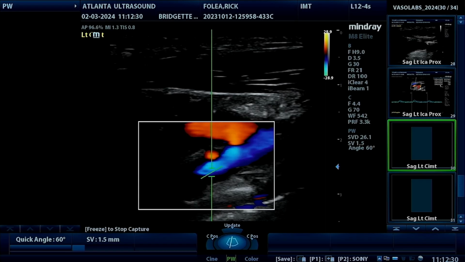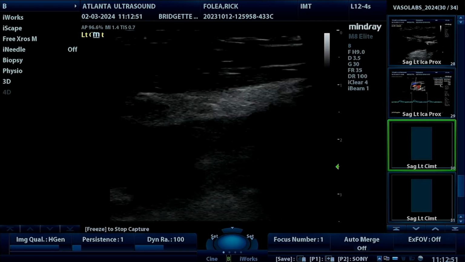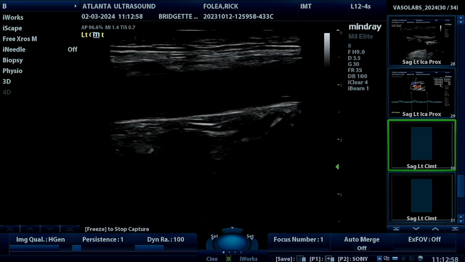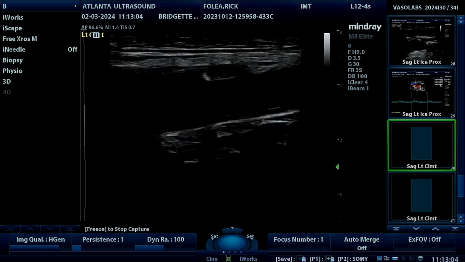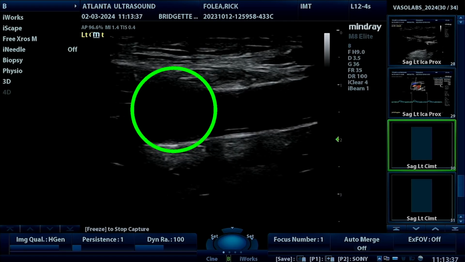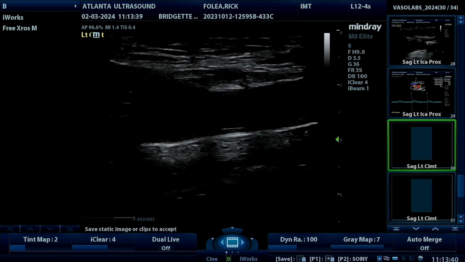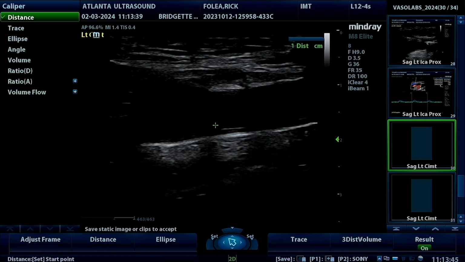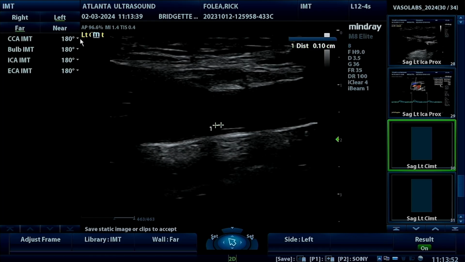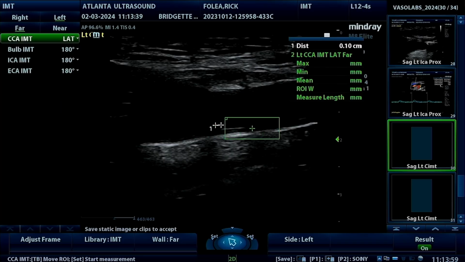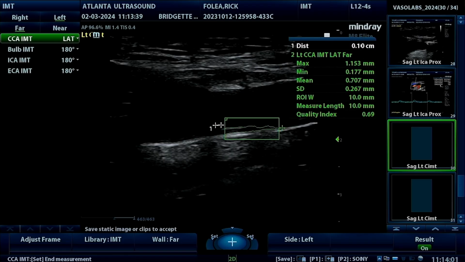Good thing we checked. Okay, now we'll move around until we get a good view of the common carotid artery right before the bulb so we can do our CIMT measurements. Here's the bulb, internal and external arteries. Great, freeze that. Drop a marker at the start of the bulb, and then another 1 millimeter away. We're doing the left carotid, far wall, common carotid IMT, lateral view. Place the IMT box, and we get our measurements.